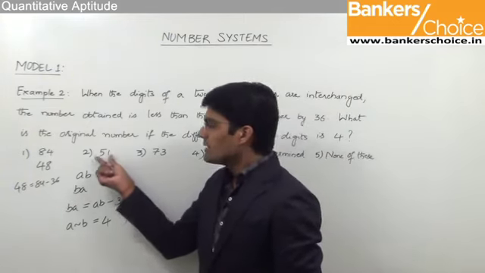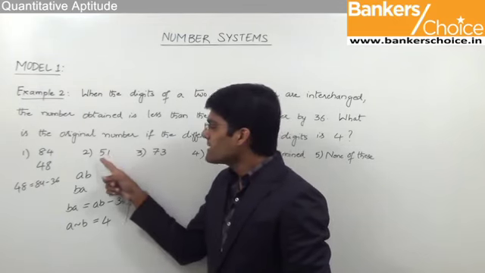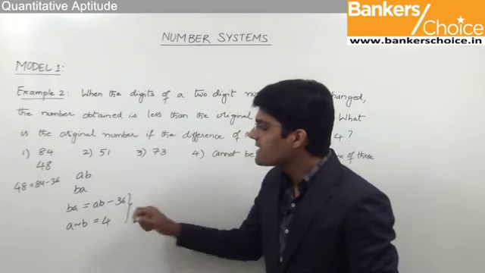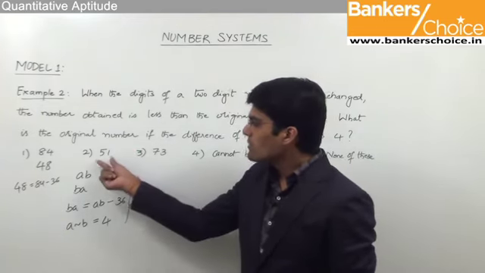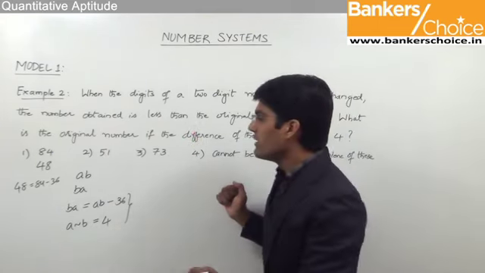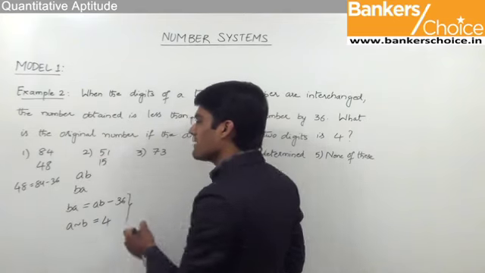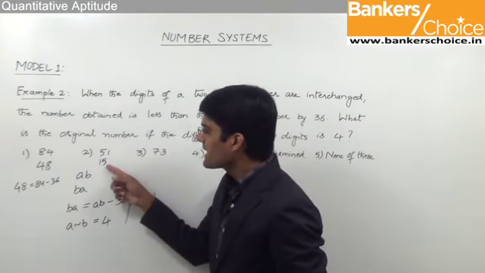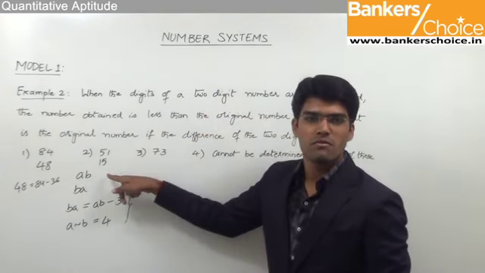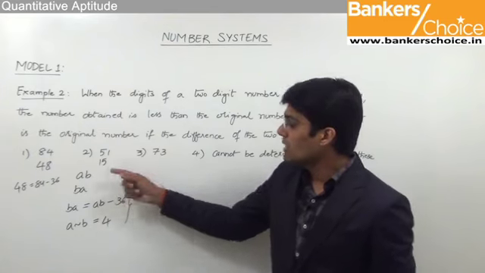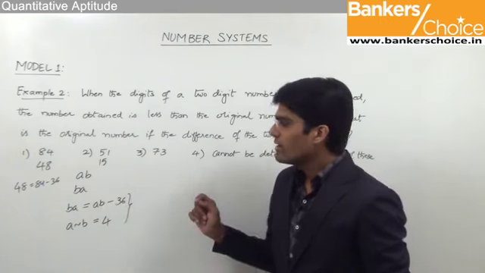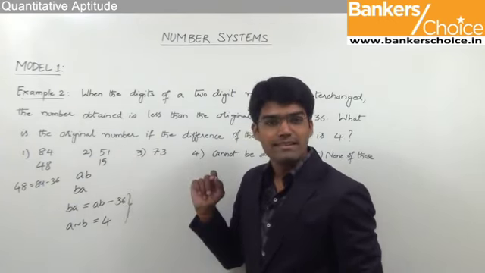Now if you look at option number 2, that is 51, here again the difference between the two digits, 5 minus 1, is equal to 4 as given in condition number 2. So option 2 satisfies one of the conditions. Let us see whether it satisfies the second condition or not. If we interchange the digits, 51 becomes 15, and 15 is again 36 less than 51. Why? Because 51 minus 36 is equal to 15. So even option 2 satisfies the second condition, that is BA is AB minus 36. So option 2 as well can be the correct answer.